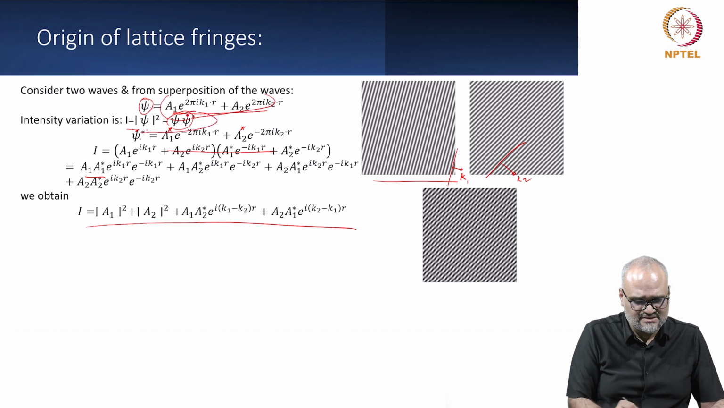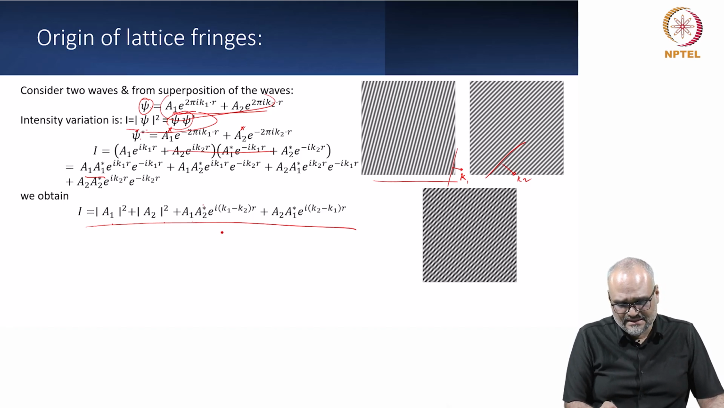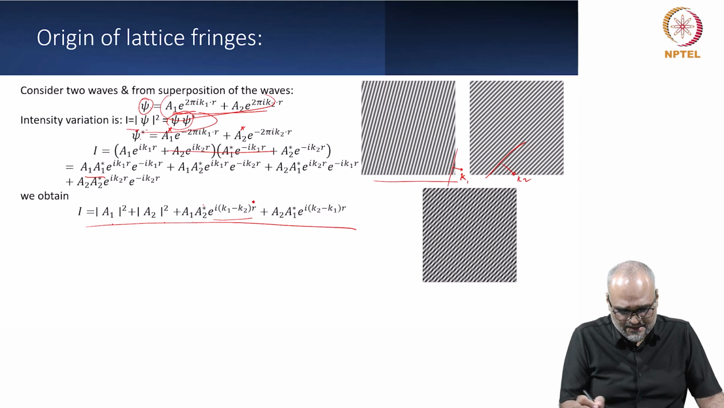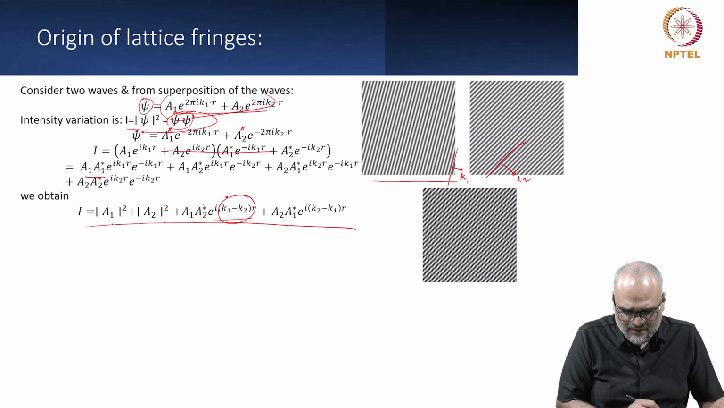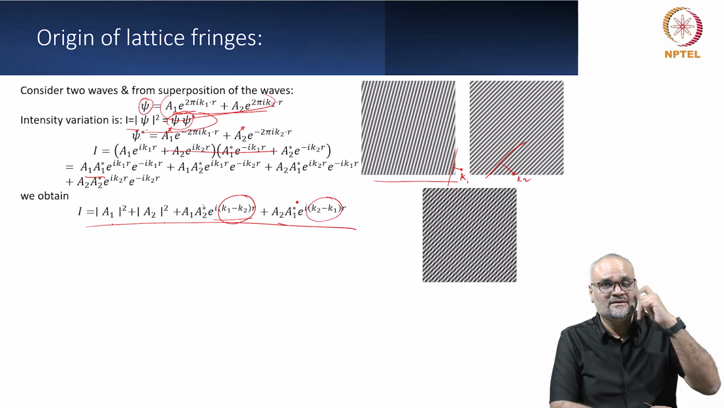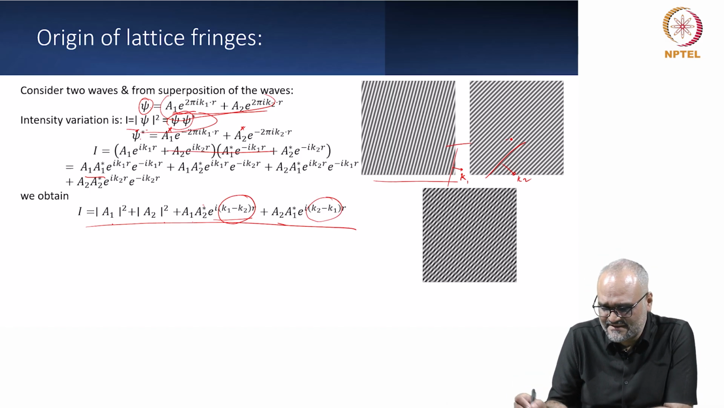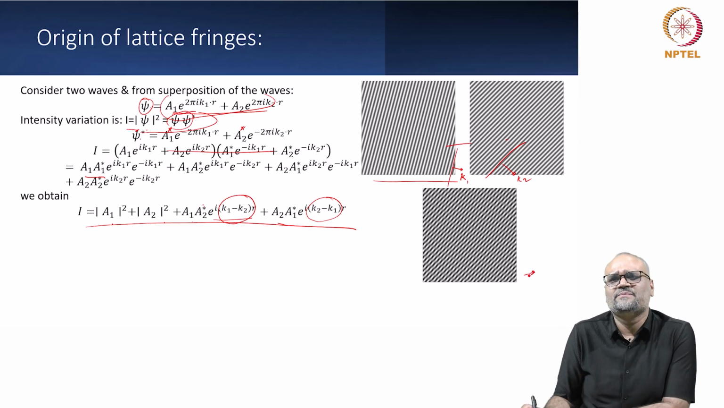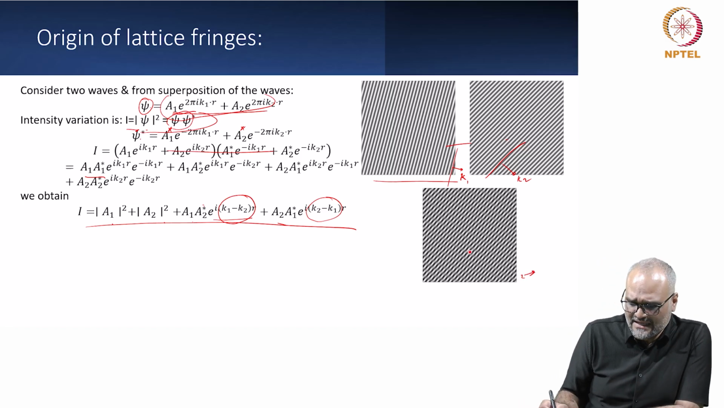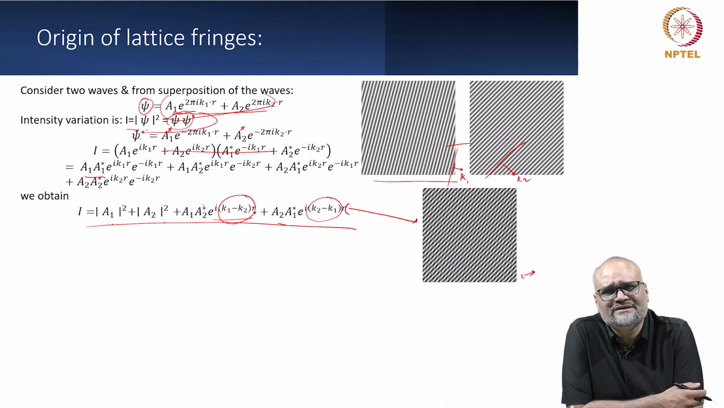The summation of these two, which appears like this, can be written as, just from multiplying this expression with its complex conjugate, I end up with the intensity variation as A1 square plus A2 square plus A1 A2 conjugate exponential, look at this particular term here, K1 minus K2, and I also get this K2 minus K1. So the interference of these two waves together produces some kind of a periodic pattern like this, and the intensity variation of this can be represented by this sort of an equation.